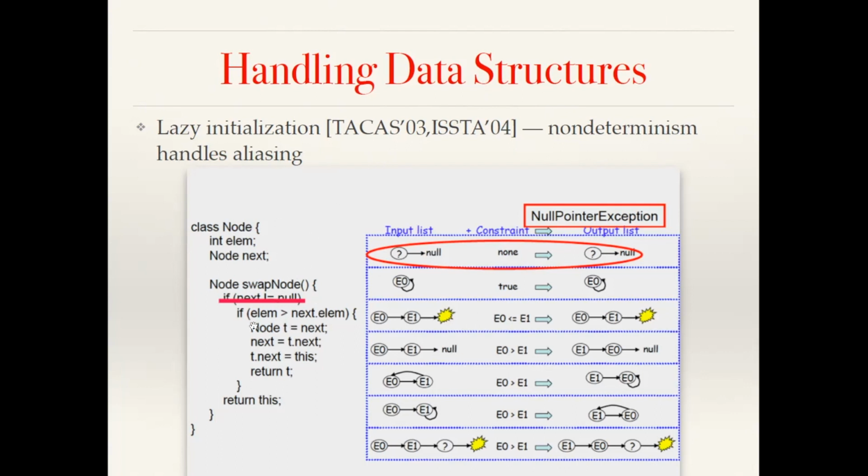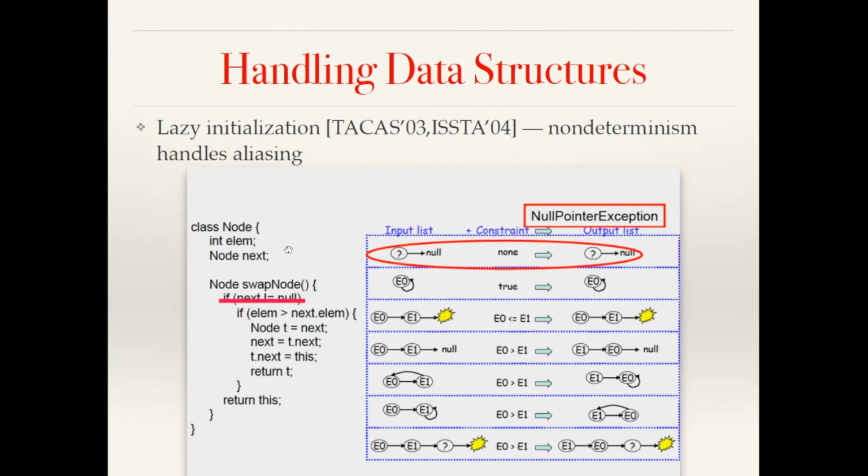And then we have a method swap node that is supposed to swap the first two elements in the list under certain conditions. So if the first element is greater than the second element, this code is supposed to swap the two elements and then return the list. So what are the arguments to this method? The arguments are basically represented by the implicit this parameter in Java. So the implicit argument is a linked list of type class node.